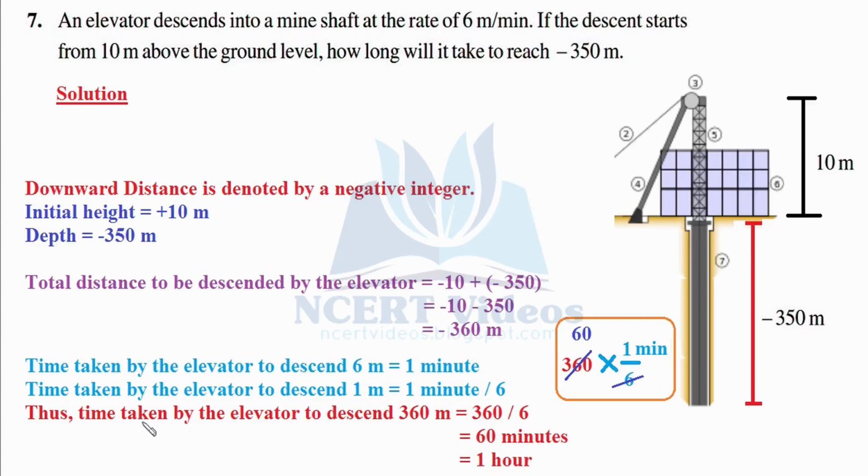Time taken by elevator to descend 360 meters. Ultimately, it has to descend this much. Therefore, 1 minute over 6 as it is, we have to multiply it with 360. Now, 1 6 is 6, 6 6 is 36, 0 as it is. So 60 minutes. It will take 60 minutes, which is equivalent to 1 hour. Therefore, this is how you do your question number 7. And this was your last question.